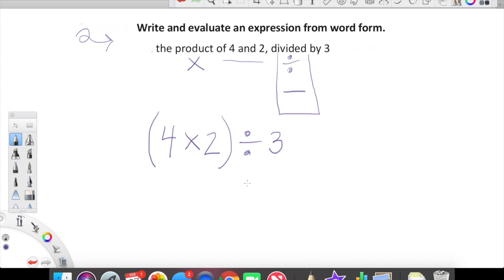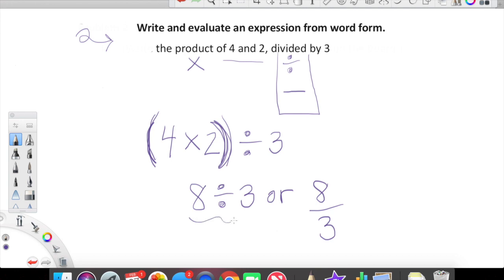Awesome. Let's go ahead and evaluate this. When we evaluate, we're going to start evaluating first with whatever's inside the parentheses. So 4 times 2 is 8. Now we need to divide 8 by 3. Another way we can write 8 divided by 3 is 8, you guys know this, over 3. Both of these are totally acceptable.